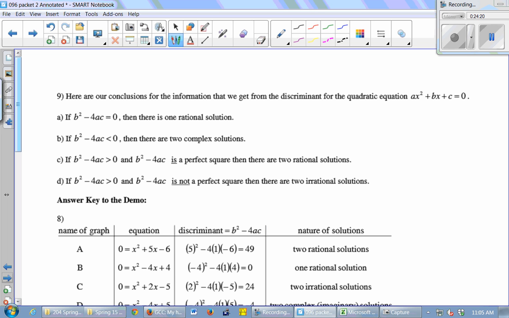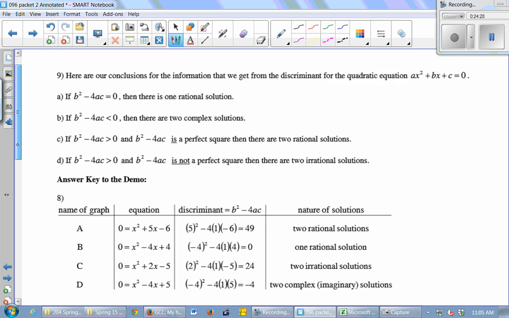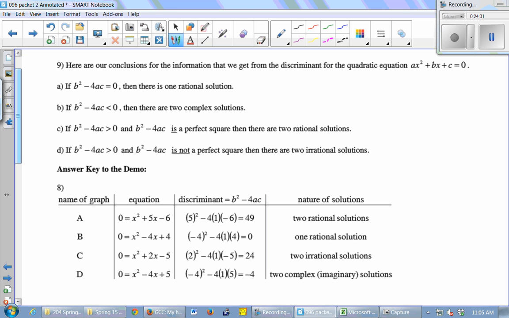No, for solutions, I want you to actually use the whole quadratic formula and solve it. All right, so here are our conclusions for the information we get from the discriminant, right? If b squared minus 4ac is 0, one rational solution. If b squared minus 4ac is negative, that means you're going to try to take the square root of a negative, which will lead you to 2 complex solutions. If b squared minus 4ac is positive and a perfect square, then there are 2 rational solutions. If b squared minus 4ac is positive but not a perfect square, 2 irrational solutions.